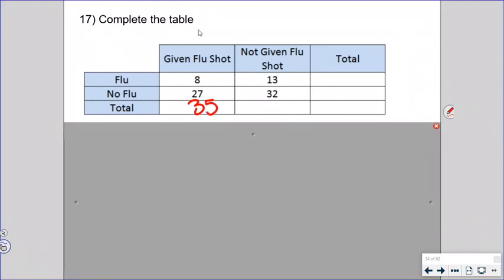35 total people were given the flu shot. 45 total people were not given the flu shot. How many people got the flu? 21, my bad, 9 plus 10. 21 got the flu, and a whole bunch of them, 59 of them, did not get the flu. If you add 21 plus 59, or if you add up 35 plus 45, either way, you'll get 80.